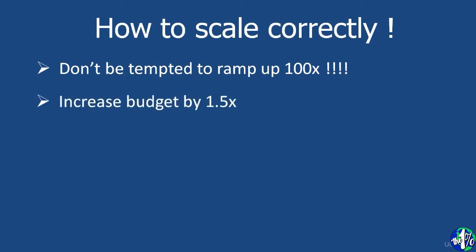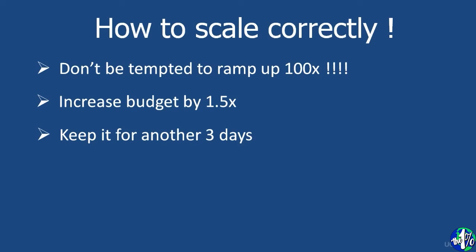So what you do is you increase your budget by 1.5 times. So if you're spending $3 a day, for example, and you found the winning ad, increase it to $4.50 a day. All right, so you've gone from $3 to $4.50, and keep that for another 3 days. So we are making baby steps.